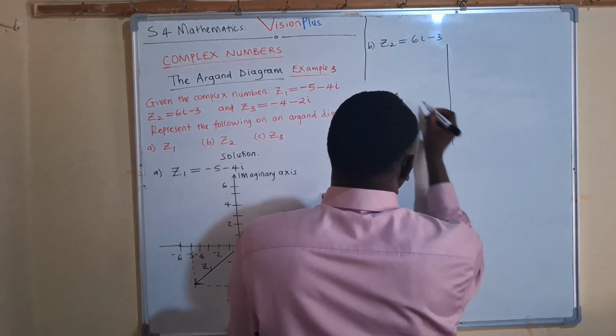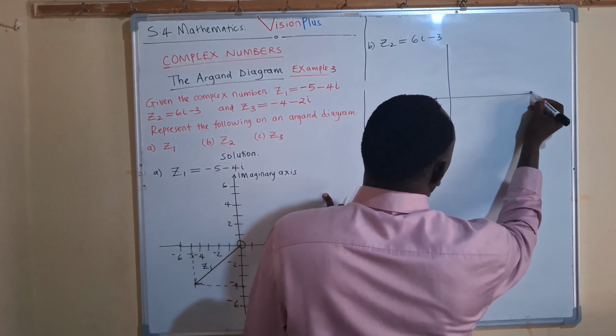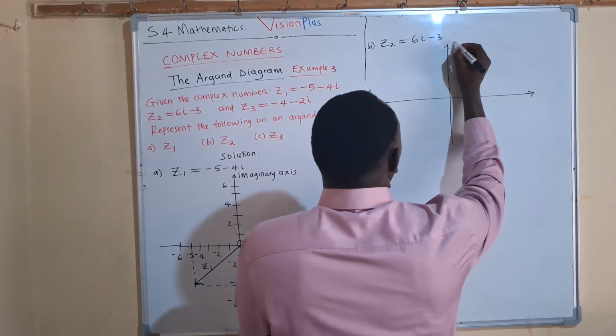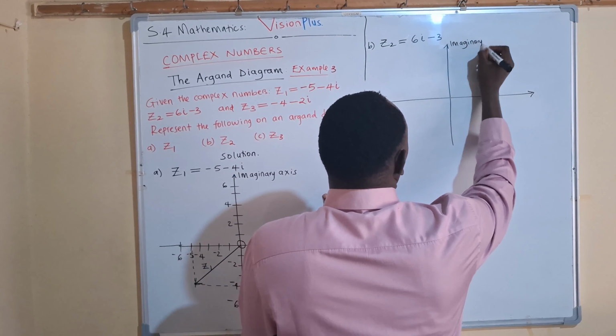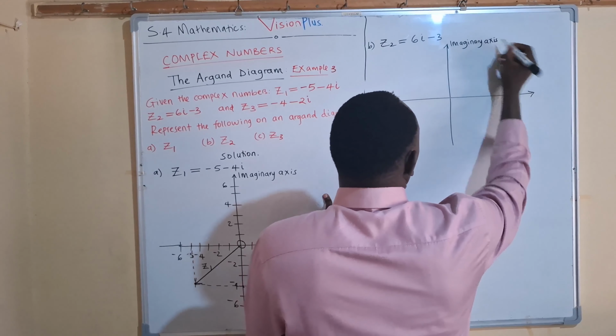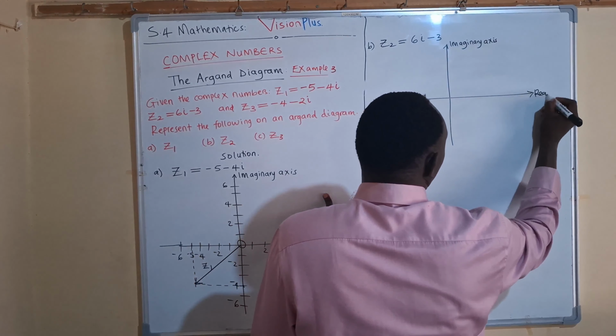Come here and draw your axis, the vertical axis and the horizontal axis. This vertical axis is what we are calling the imaginary axis. The imaginary axis. This is the real axis.